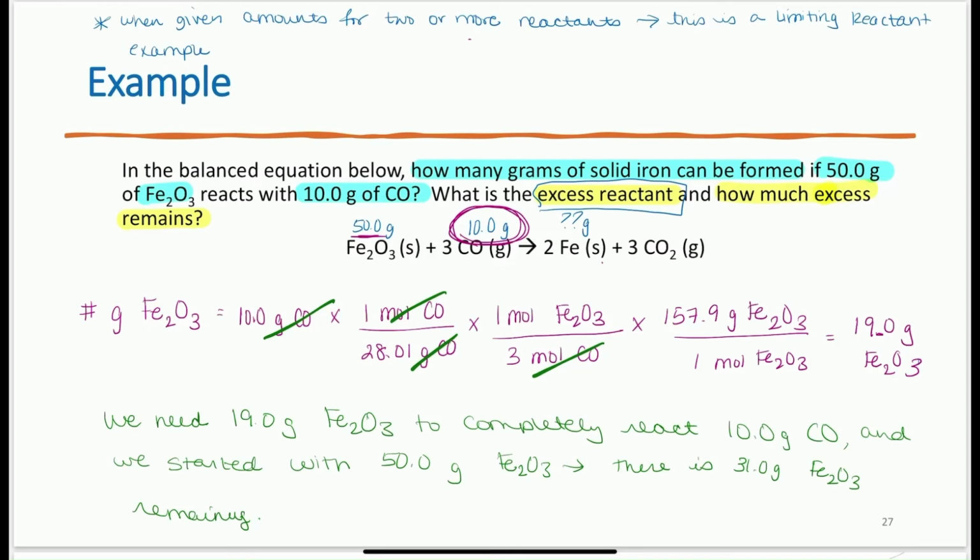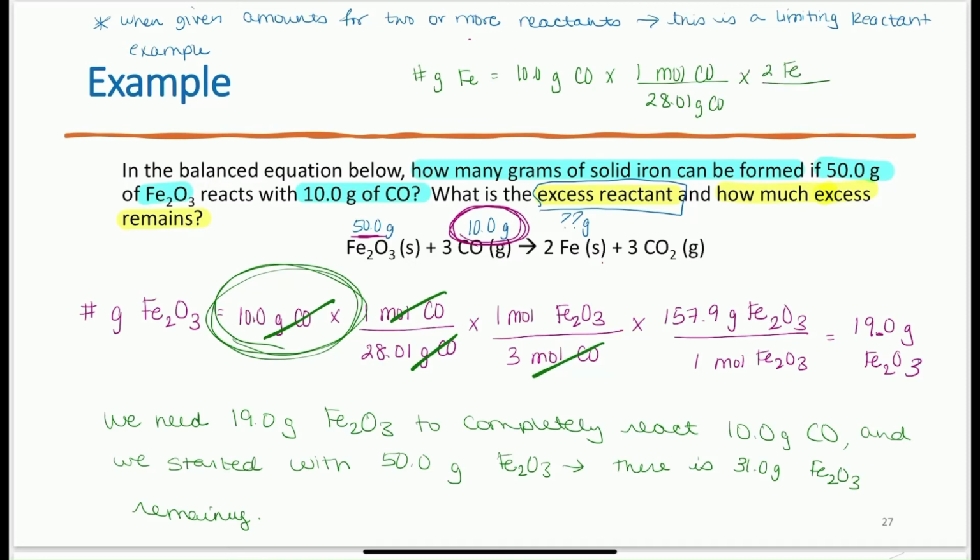Now, some students will be like, but then I still don't know how much iron I need. This is true. But because we now know that carbon monoxide is absolutely for sure our limiting reactant, we could just go ahead like we did before and say number of grams of iron that can be produced from 10 grams of carbon monoxide. Convert that to moles, moles of iron.